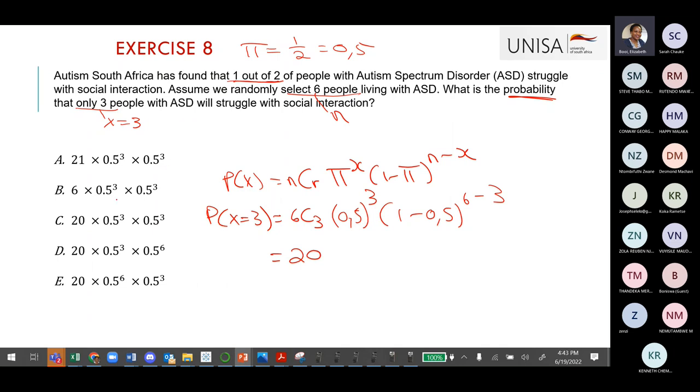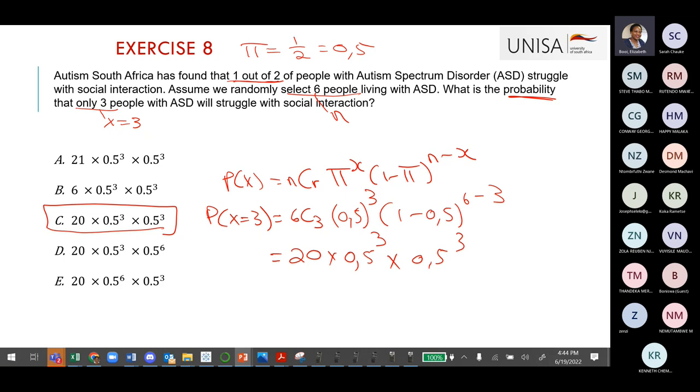And looking at this, so the second part of the equation, I do not have to do anything. I can just say multiply, because my bracket means the same thing as multiply, 0.5 to the power of 3, and multiply by 1 minus 0.5 is 0.5 to the power of 6 minus 3, which is 3, and I look for the right answer, and the right answer is that one. And that's how easy and simple it is to just answer the questions.